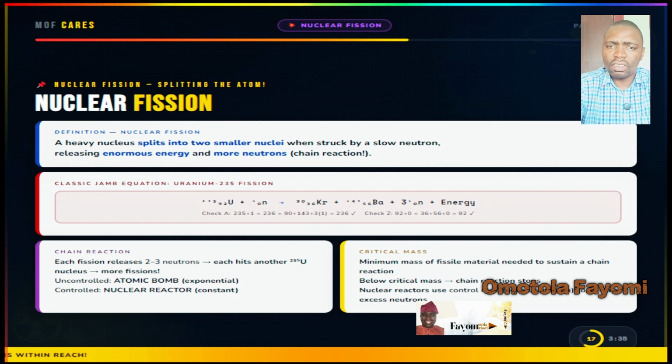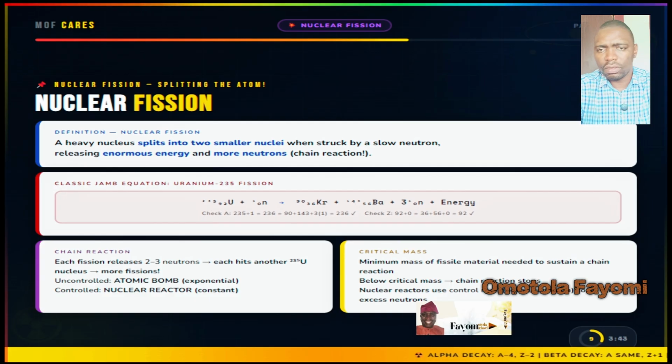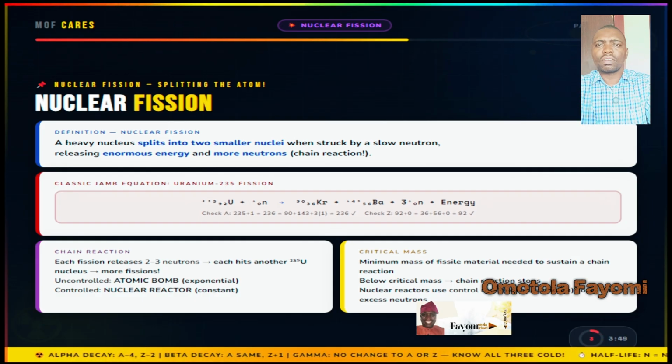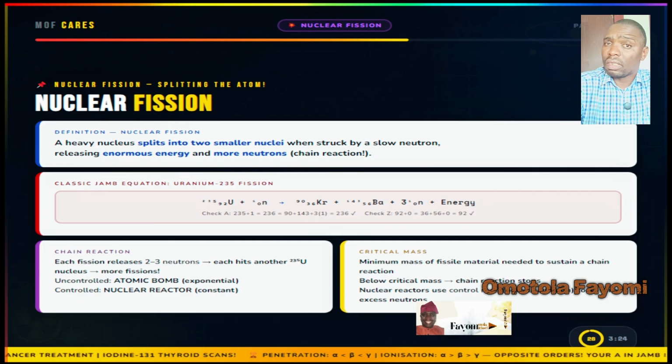Let us verify the conservation laws. Mass number, 235 plus 1 equals 236. 90 plus 143 plus 3 equals 236. Check. Atomic number, 92 plus 0 equals 36 plus 56 equals 92. Check. Always verify both.